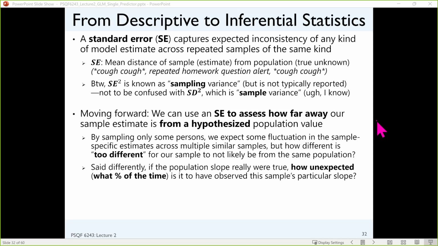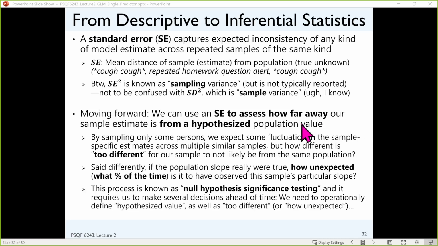So given that we're doing this sort of thought experiment of, okay, in this sample, this is what I got, but I know that if I redid this study over and over again, I wouldn't get the exact same thing. I would get a little bit of variability. The question is, how much fluctuation is too much? And how do we operationally define where too much starts, or where too different from what is expected starts?